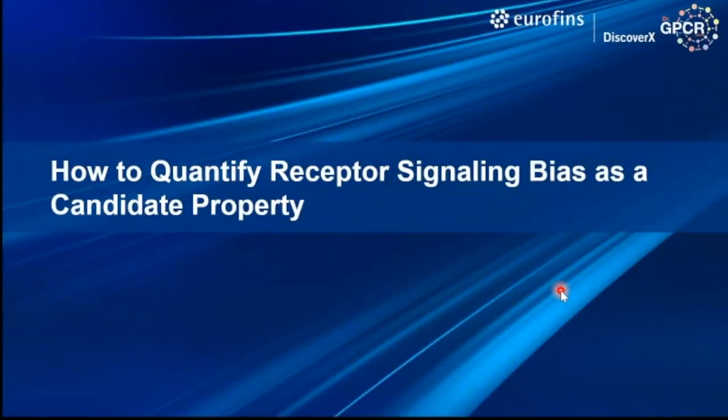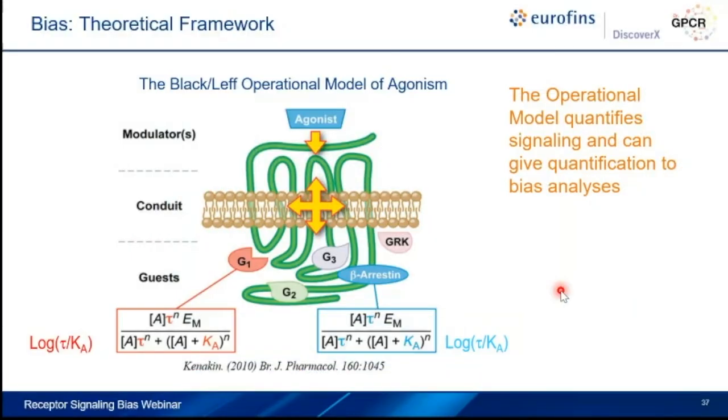And finally, so you've identified your compound. Now it's useful for the chemists to have a scale. How biased is this scaffold versus a different scaffold? So let's talk about how to quantify bias. One way to do it, and we've used this and it seems to work well, is to apply the operational model, which of course will quantify affinity and efficacy, but you just separate it. You now have separate assays.